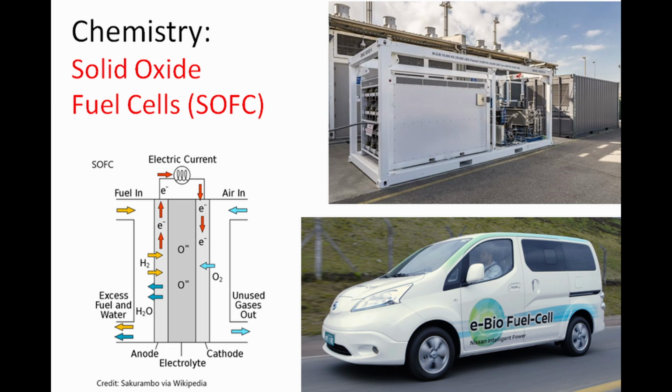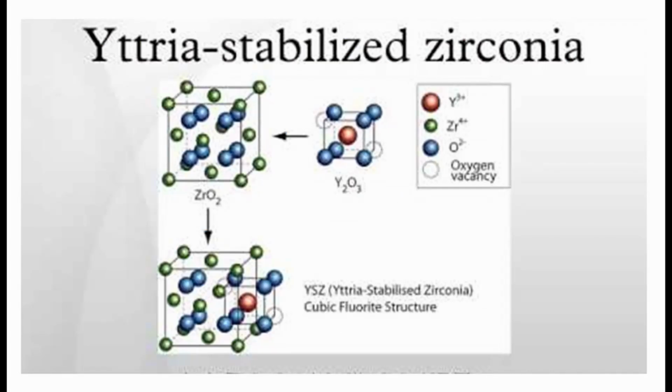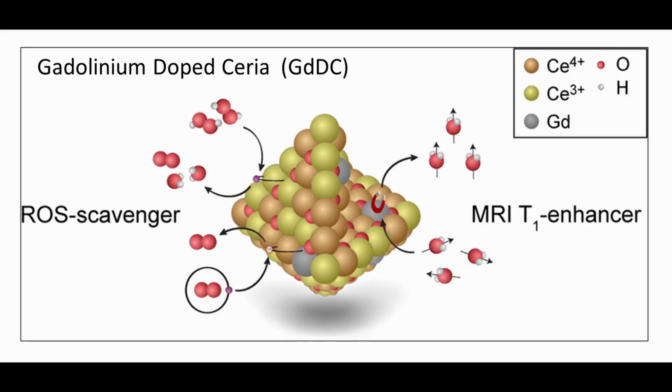Another high-temperature fuel cell is the SOFC, or Solid Oxide fuel cell. An SOFC uses a ceramic electrolyte embedded with materials that could include yttria-stabilized zirconia, or YSZ. Scandia-stabilized zirconia, or SCSZ. And lastly, gadolinium-doped ceria, or GDC.